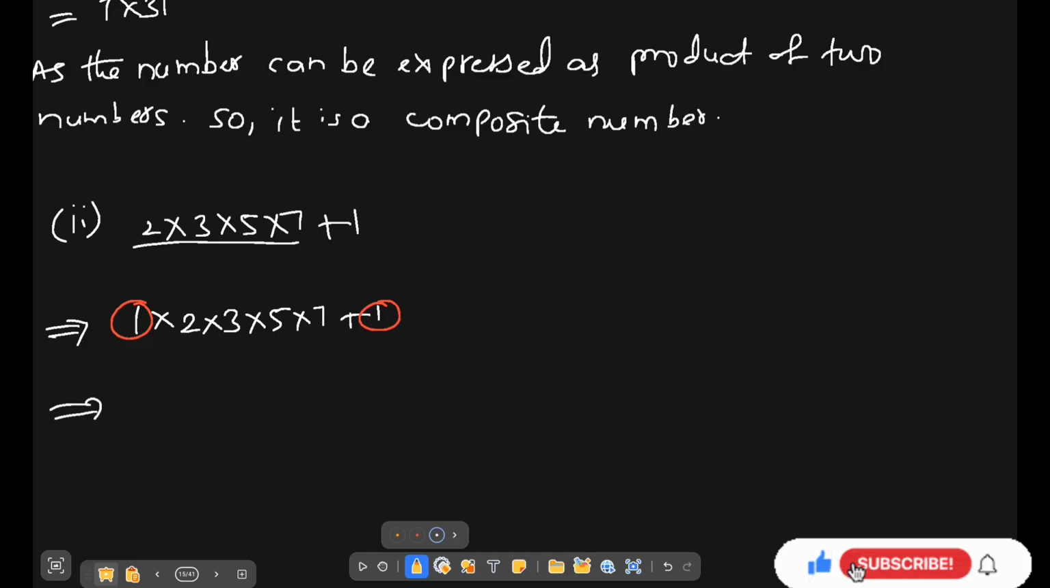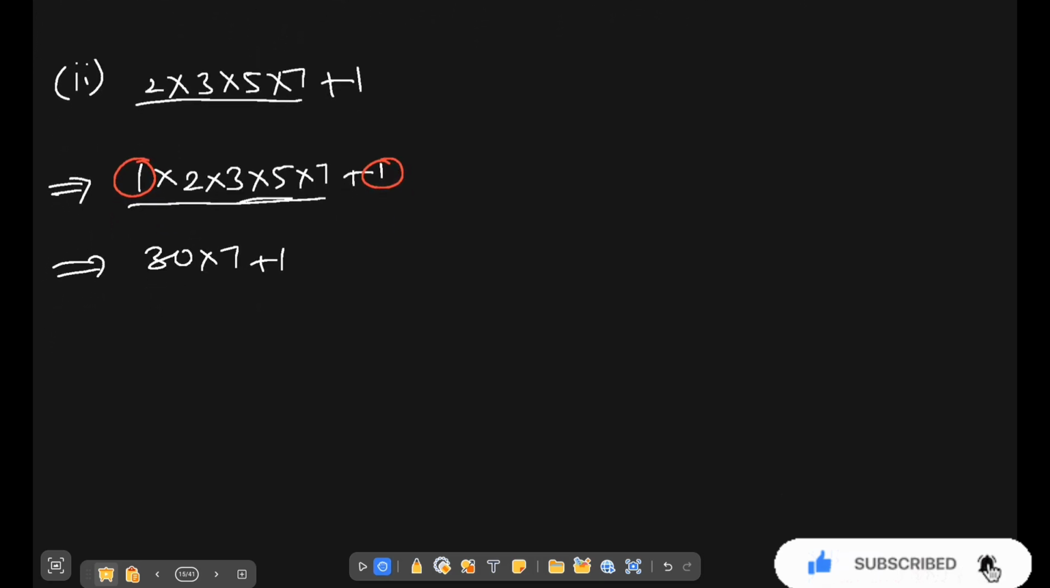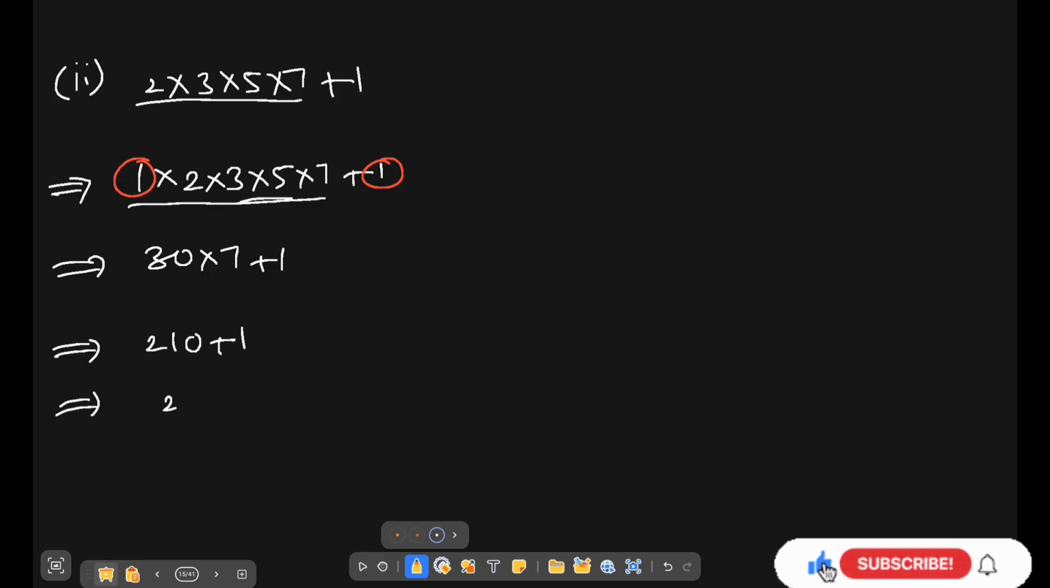What I mean is, for example, if you multiply these numbers, what do we get? 1 into 2 is 2, 2 into 3 is 6, 6 into 5 is 30, into 7 plus 1. How much will we get? 30 into 7 equals 210, plus 1. Now it equals 211. As this 211 cannot be written as product of two numbers except one and itself, it is not a composite number.